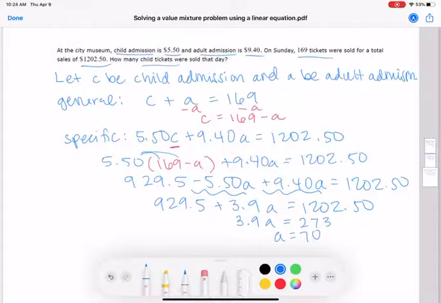And some people might just stop there because they think, oh, I got a variable and I solved for it. But if we go back and reread the question, it said how many child tickets were sold. And what we actually figured out is what the adult tickets sold were, okay? So A equals 70. So we're going to take that A equals 70 and plug it in here. And we know that the child tickets is 169 minus the 70. So C equals 169 minus the 70. And when we do that, it looks like we get 99 tickets. And that's it. That should do it.